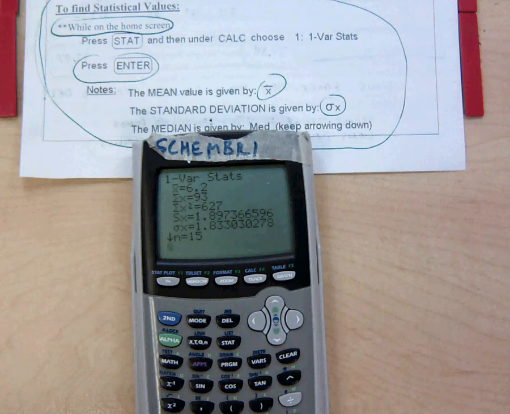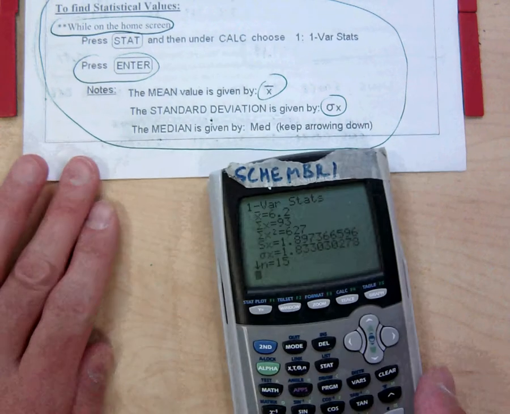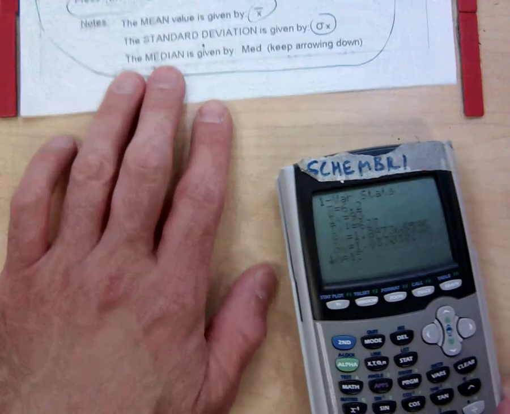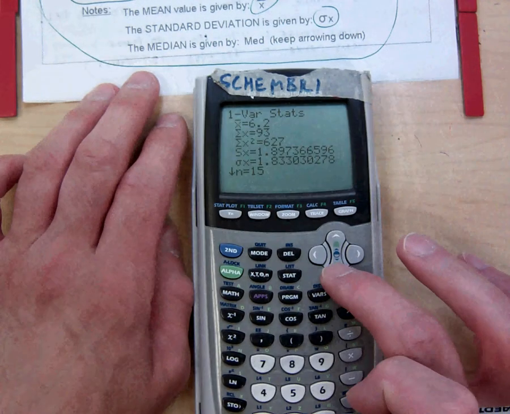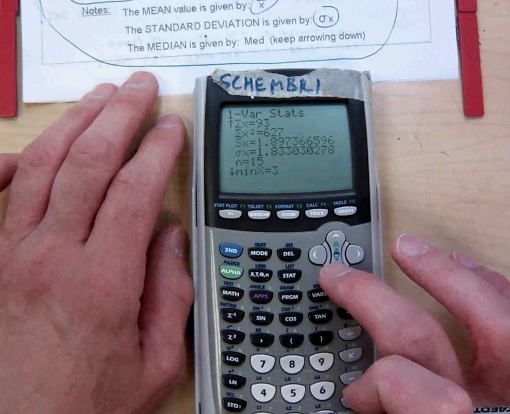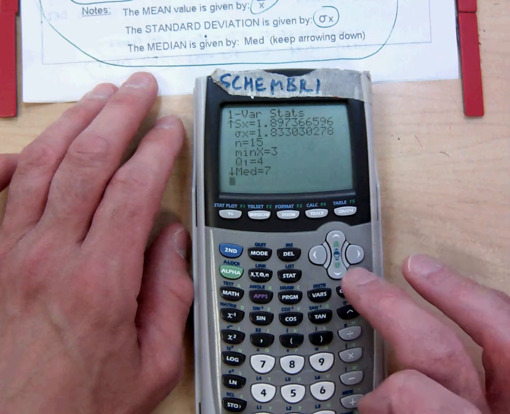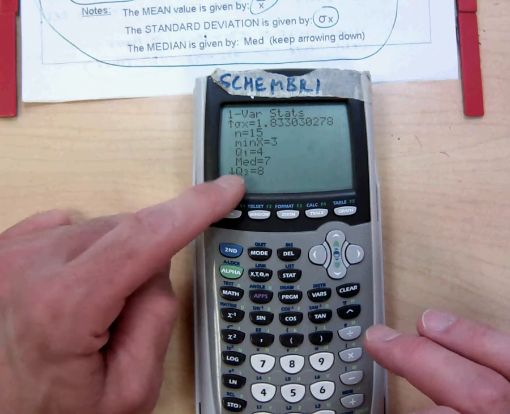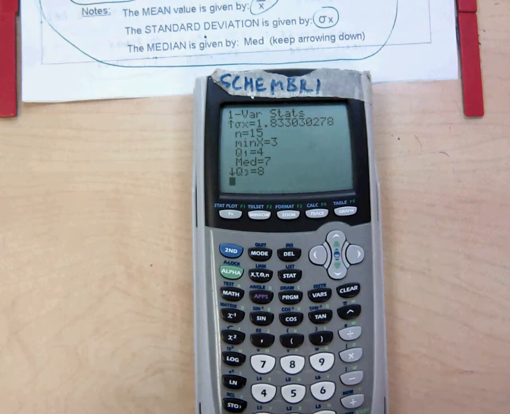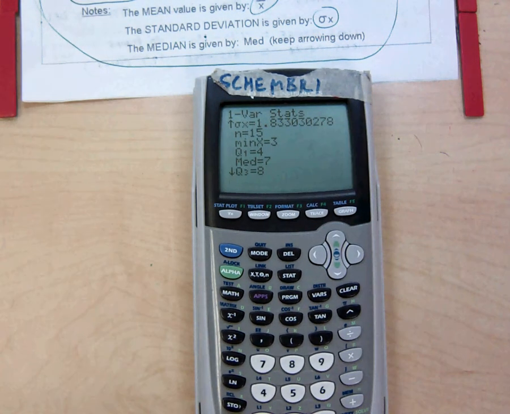Okay? All right, and then finally, how do you get the median? How do I find the median, guys? The median. I forgot to add an 8. There you go. Keep arrowing down until you see MED. What's MED? What's the median, guys? 7. So if you keep arrowing up and down, you get all the values you need. Is that clear? Yes or no?